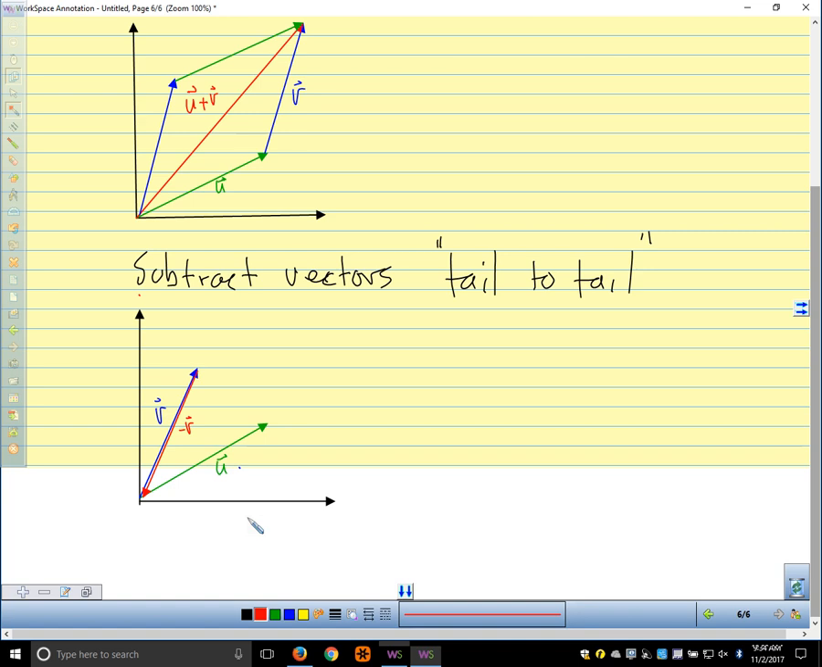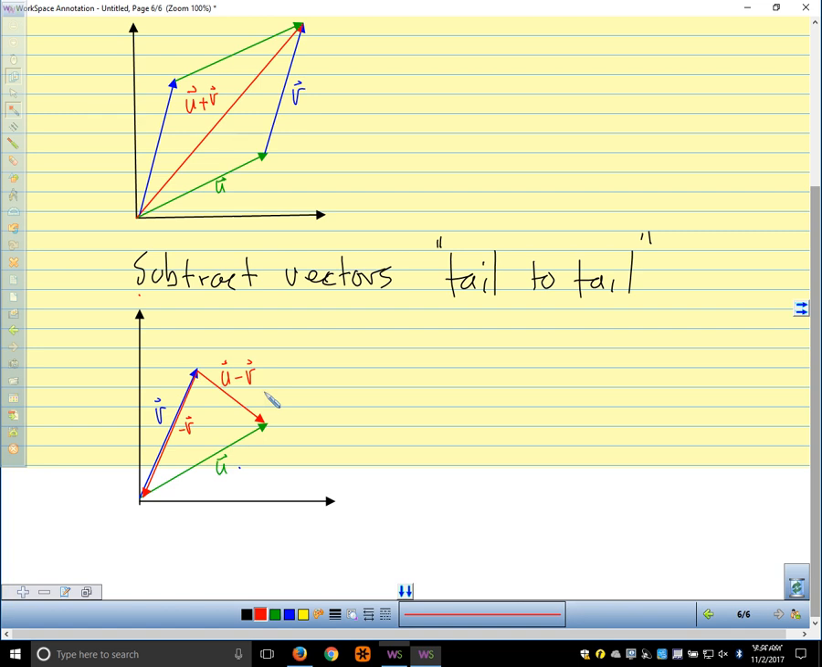So u minus v, I'm going to put the red one and the green one together. Well, with the red one and the green one, I'm starting here at the tail of this one. I go here, and I end up here. So u minus v would be this vector that goes that direction. So I'm thinking of adding u plus minus v. V minus u, if I switch them around, v minus u would go the other direction.